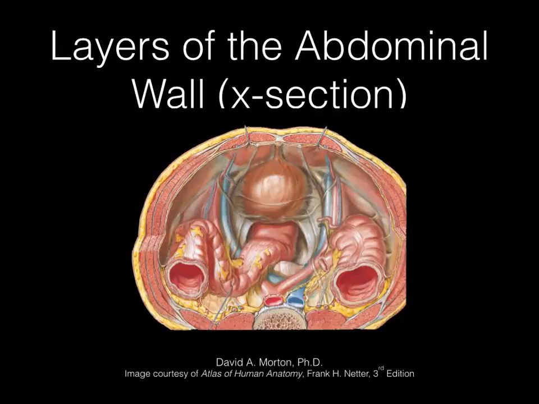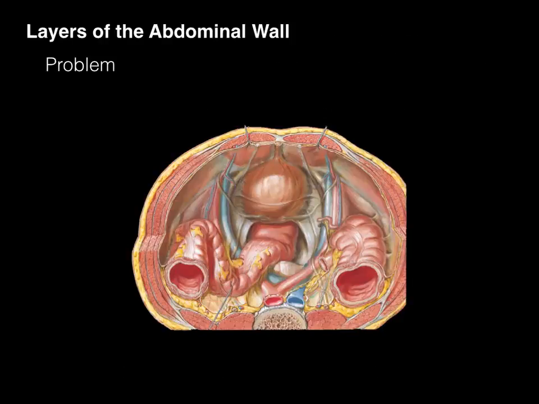Layers of the abdominal wall cross-section. A problem with body wall anatomy is that a student of anatomy, as they start learning the abdominal wall, becomes quickly overwhelmed by the litany of the terminology and they choke on the jargon. And this is especially true when it comes to this word fascia.